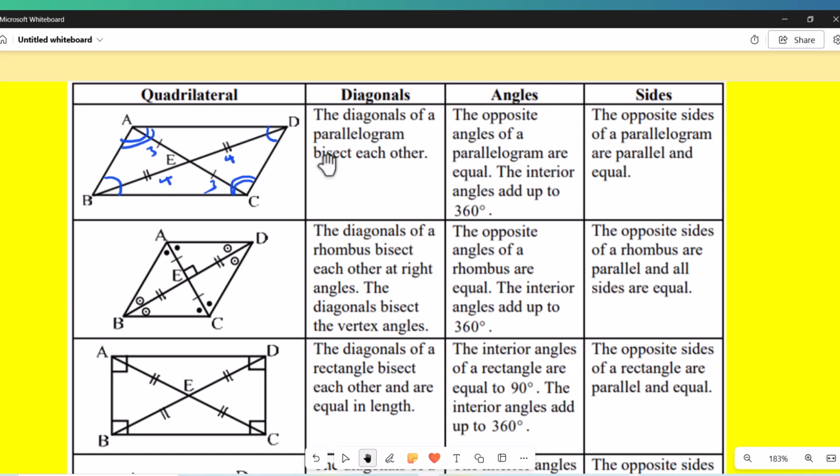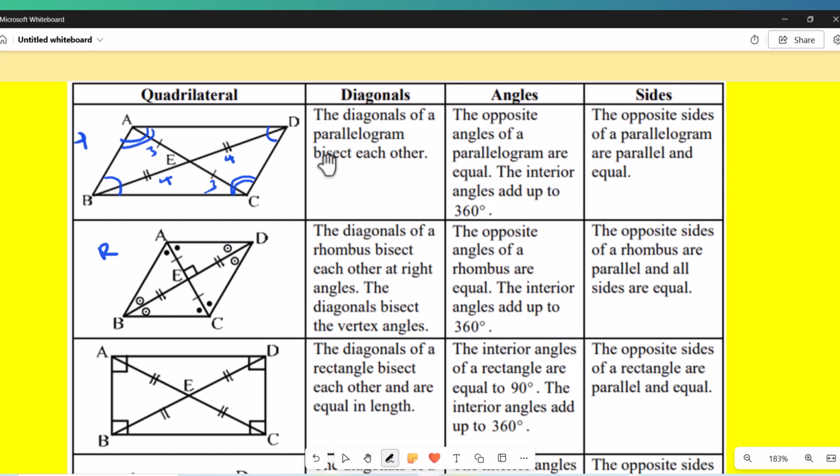Let me go now to the rhombus. This was a parallelogram here. This is now a rhombus. The diagonals of the rhombus bisect each other at right angles. They meet at 90 degrees here. And the diagonals bisect the vertex angles.